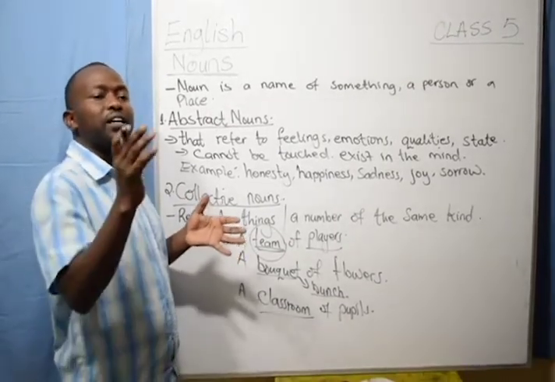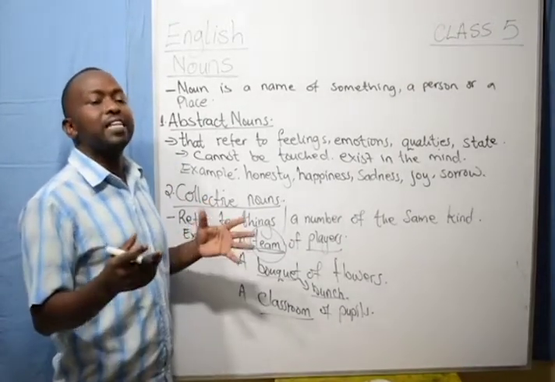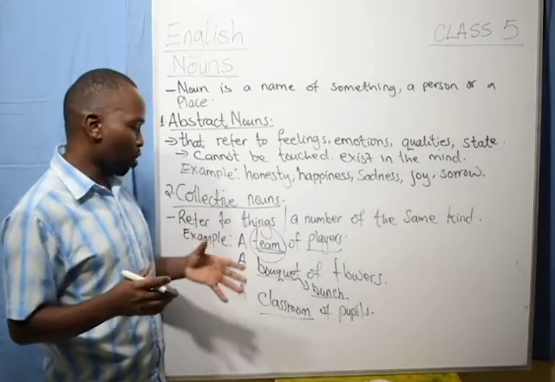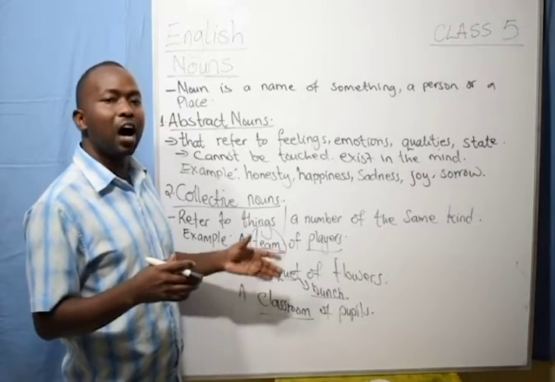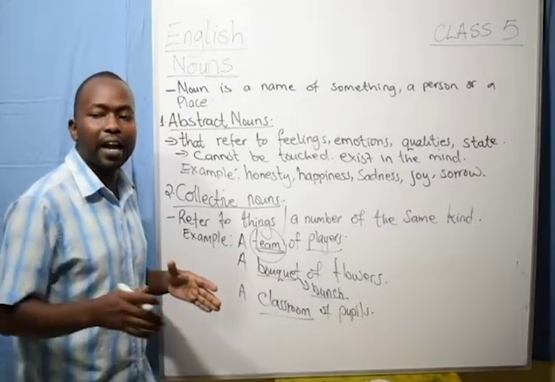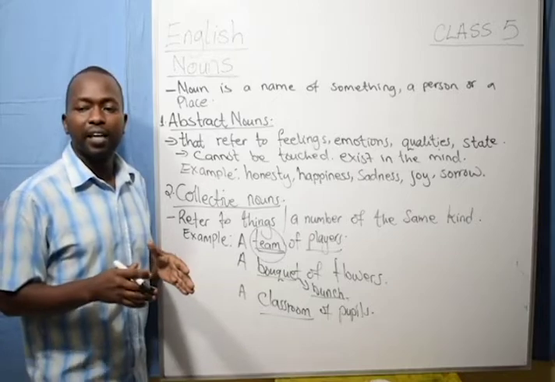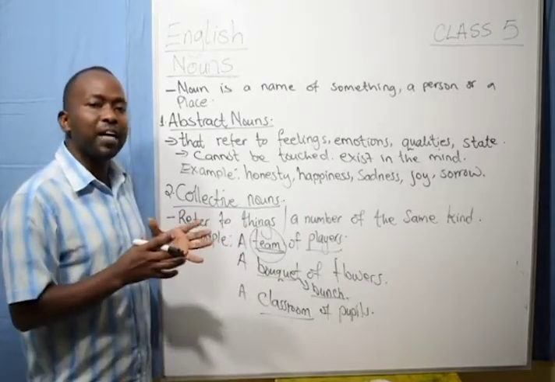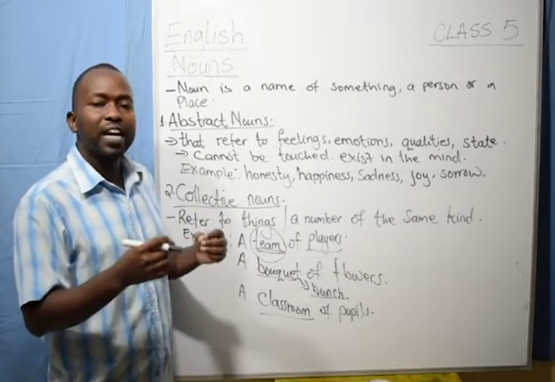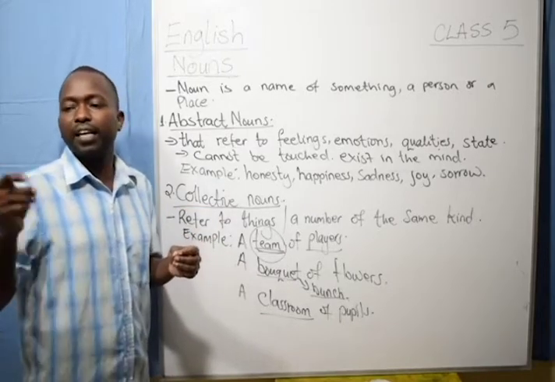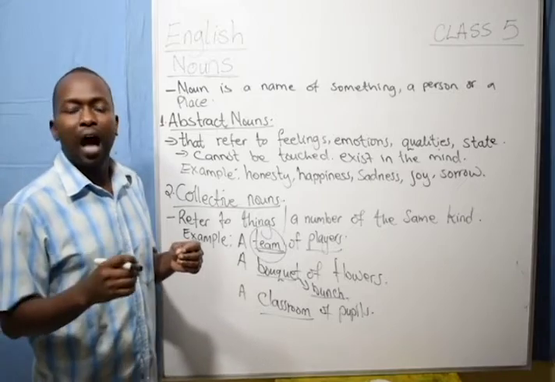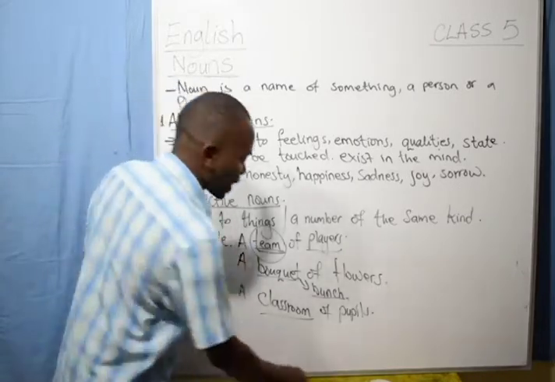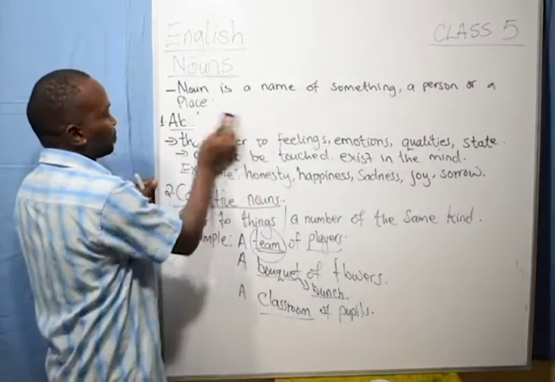For example, a litter of puppies or kittens. So the word litter is a collective noun. Another one, a bunch of keys. So the word bunch is a collective noun. Any other? A flock of sheep. So therefore, the word flock is a collective noun.